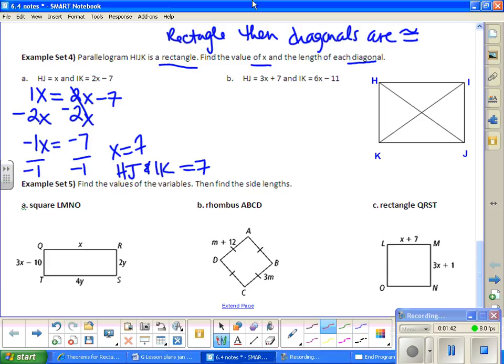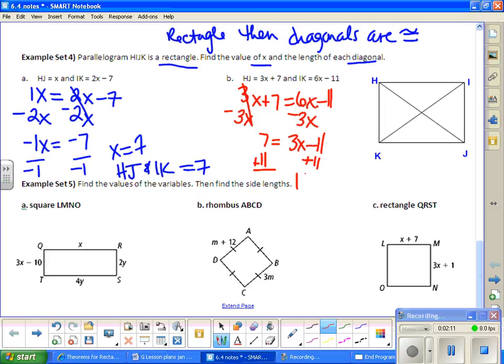Next one, same thing. HJ and IK, they're congruent. So 3x plus 7 equals 6x minus 11. Depends how you want to solve it. I'm going to move the smaller one, so 3x subtract from both sides. I'm left with 7 equals 3x minus 11. Add 11 to both sides. I end up with 18 equals 3x. Divide both sides by 3, and x equals 6.